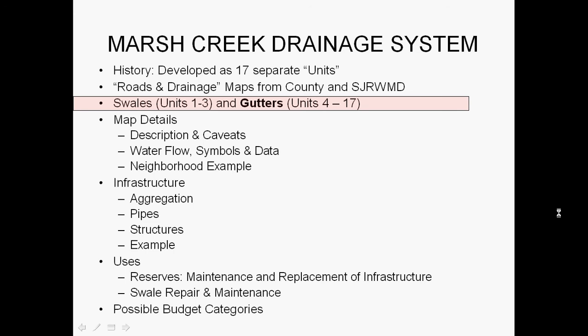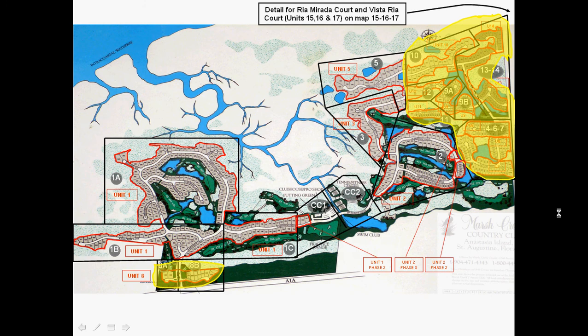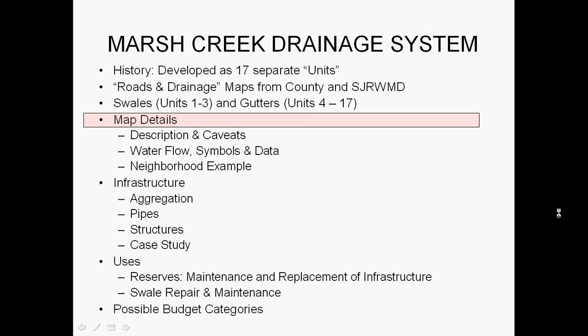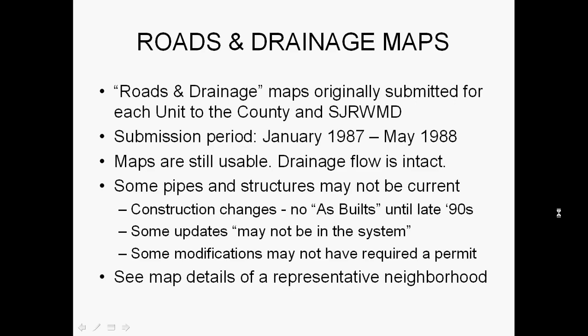Here are the sections that are served by gutters and curbs. Pretty straightforward and much cleaner than the swale drainage systems. Next, we'll look at the map details. Submitted between January 1987 and May 1988, and still very much usable. Topography doesn't change very much over time.